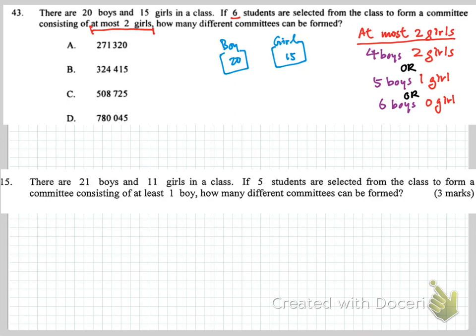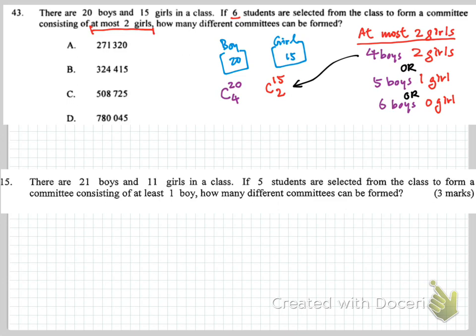So among the 20 boys, to pick 4 boys, you have 20C4 ways to do it. For 15 girls, to pick 2 of them, you have 15C2. That is the 4 boys, 2 girls arrangement.